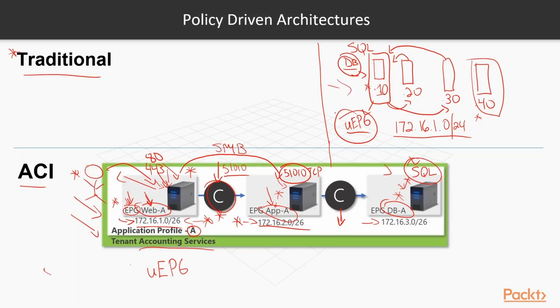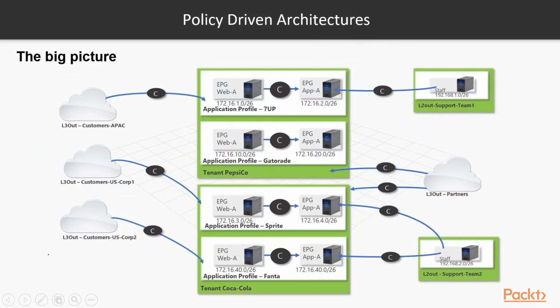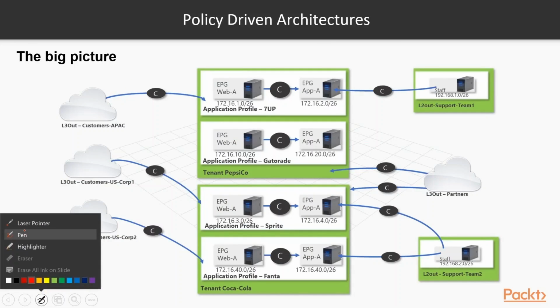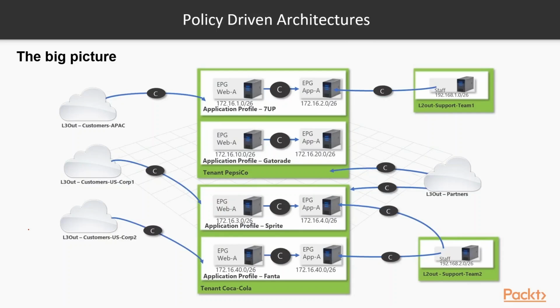And I'm going to ask you now, how do you do this in a traditional architecture? Let me know. And we have here the big picture. I want to show you the big picture in ACI. And don't worry, I know that we're just starting, but I want to get you familiar with what you are going to be working with in ACI.